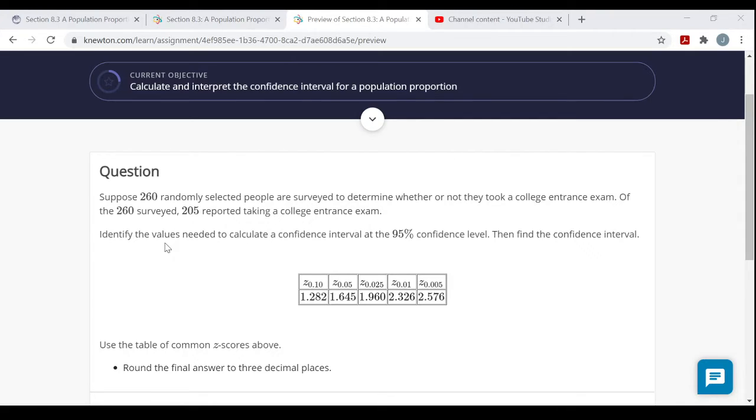We're asked to identify the values needed to calculate a confidence interval at the 95% confidence level, and then find the confidence interval. So the confidence interval for the population proportion. We don't know what proportion of all people, the population, took this entrance exam. We only know about these 260. So let me start writing down the information that we have.